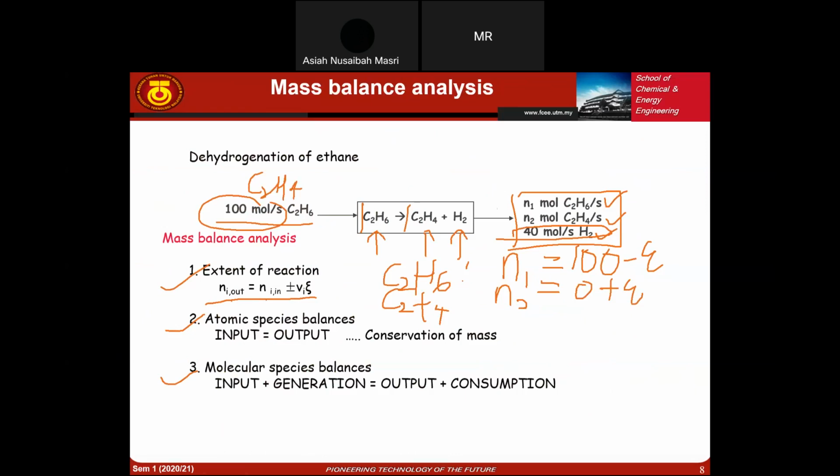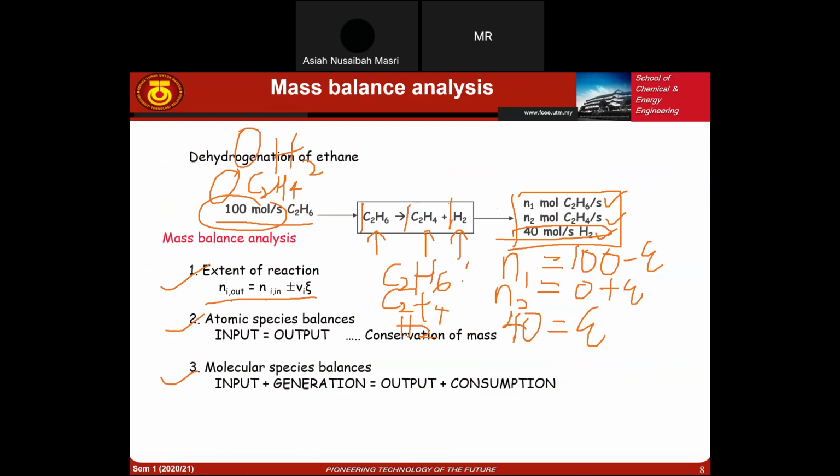And finally, for hydrogen, here the output is 40. Input is 0, because there is no hydrogen here. So here is 0 hydrogen, 0 C2H4. So no input. And then hydrogen is a product, so plus. And then here the coefficient is 1. Then we have extent. So now automatically we solve that the extent equals 40.